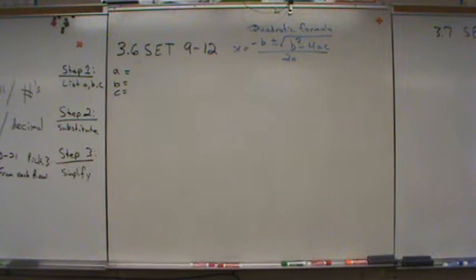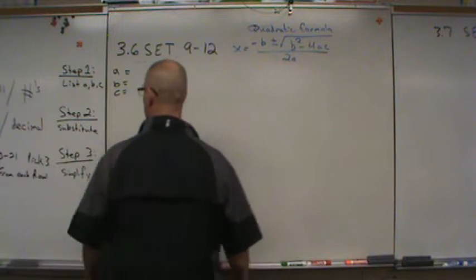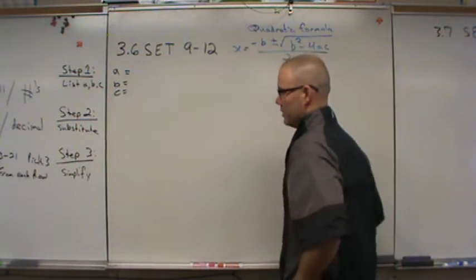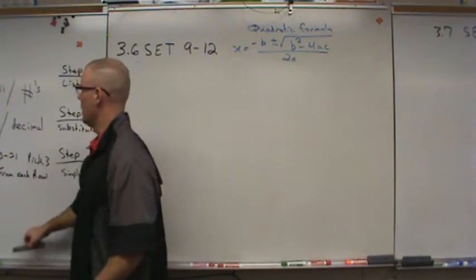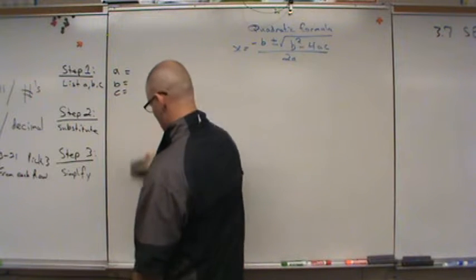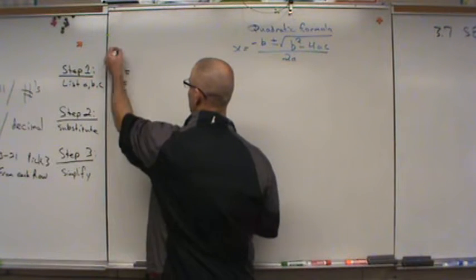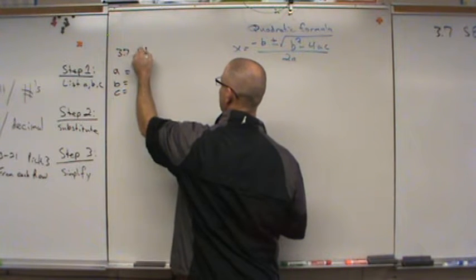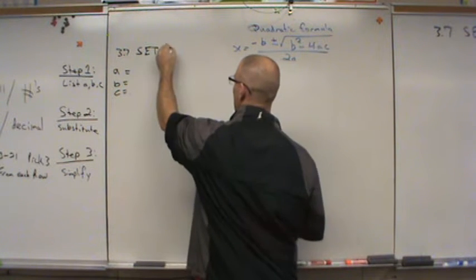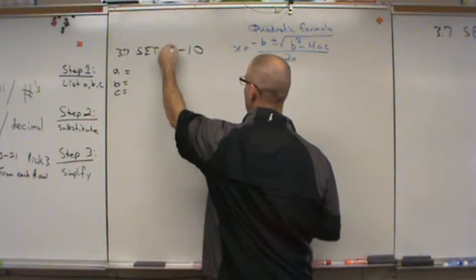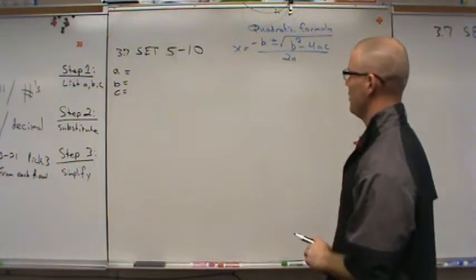All right, happy Tuesday. I took questions on 3.6, the set 9 through 12, and the Go 13 to 21 today in class. Not too many questions on that, but if you have questions on that, let me know. The next thing we looked at is 3.7. We looked at the set, and we looked at questions 5 through 10. And a couple of things in there.